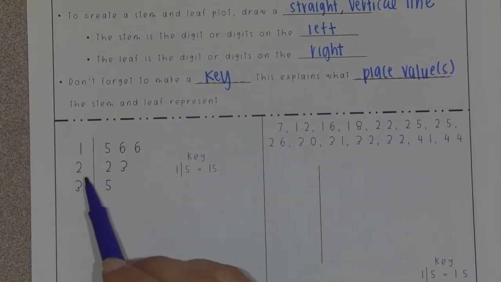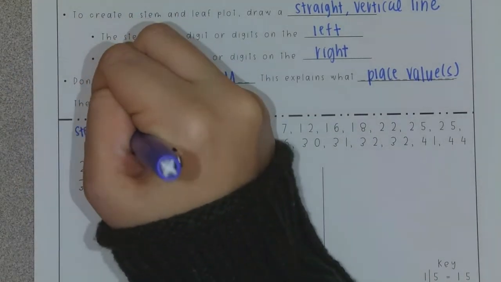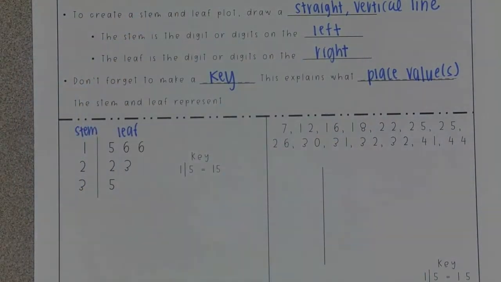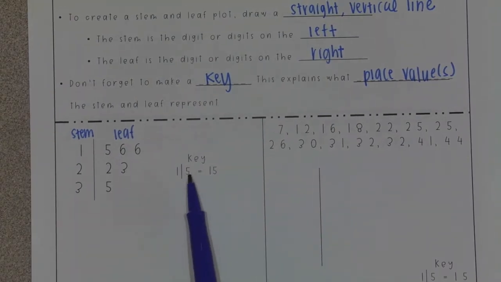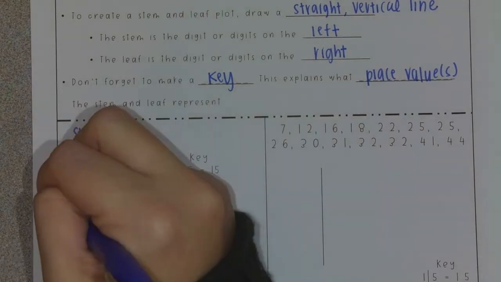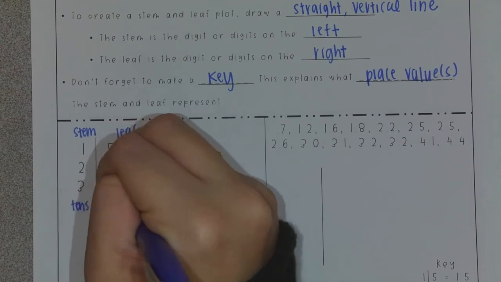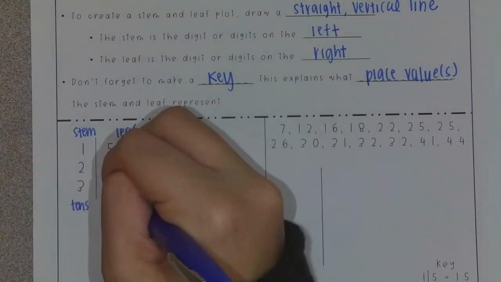Number one. I've got my straight vertical line. Again, the stems are on the left side, and the leaves are on the right side. Then I have the key. My key says that a 1 for the stem and a 5 for the leaf equals the number 15. So my stem represents the tens place value and my leaf represents the ones place value.